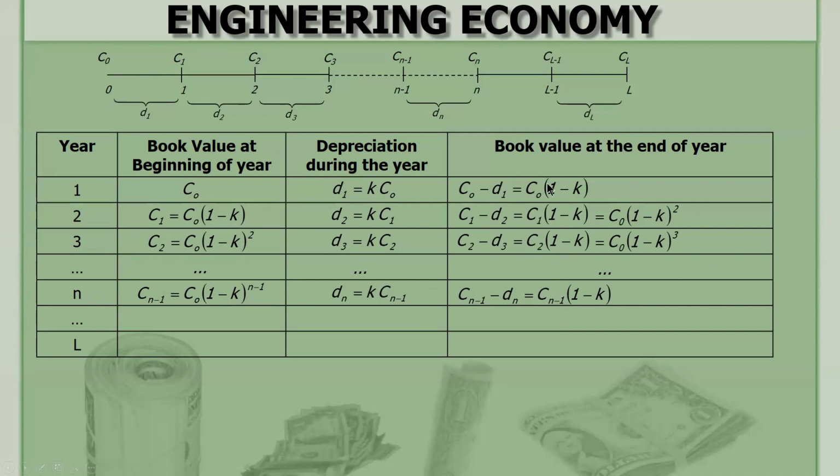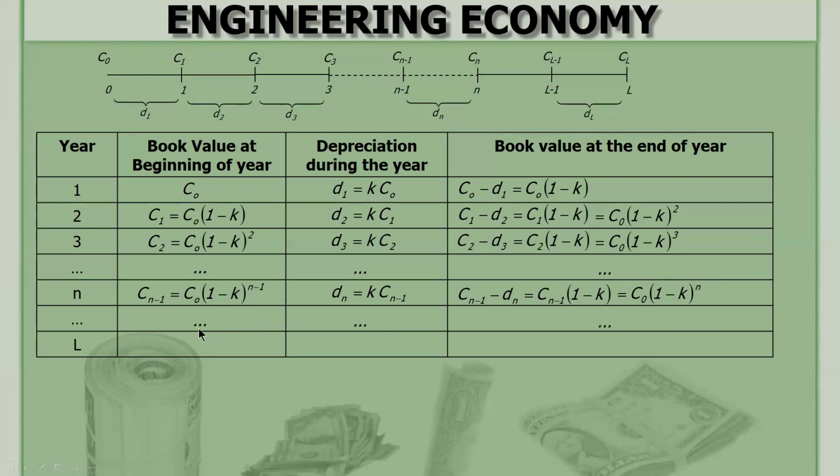And you can get also a pattern for this one. For year 3, it's C sub 0 times (1 minus K) cubed. Same, year 3, it's cubed. So therefore, for year n, it would be C sub 0 times (1 minus K) raised to n. So this is the book value for any given year. Okay?